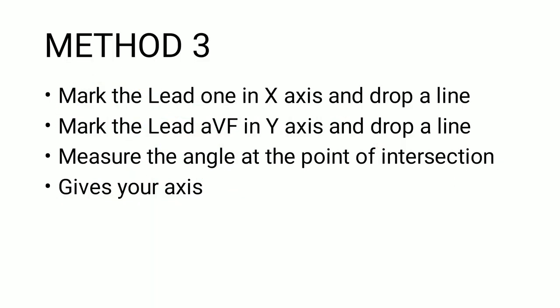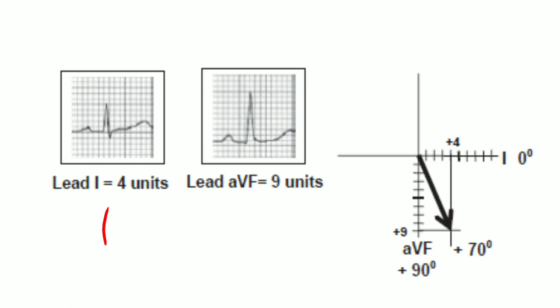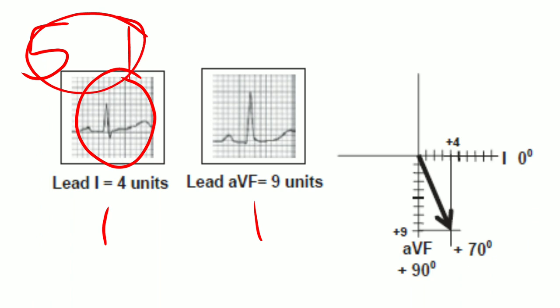Simple. Next. This is somewhat difficult. It will take time. Choose two leads and mark them on the x-axis and y-axis in the ECG, preferably lead 1 and AVF. For example, this is lead 1 and this is lead AVF. In lead 1, this is the QRS complex. You can see the positive component is 5 and the negative component is 1, so the net component is 4. So lead 1 has 4 units. Along the x-axis, mark a point at the 4th millimeter.